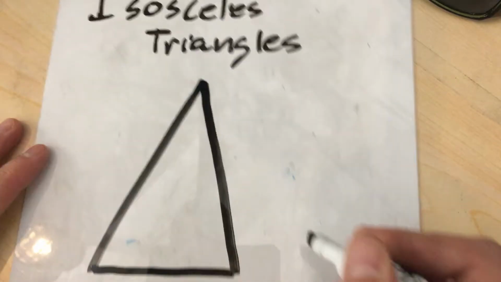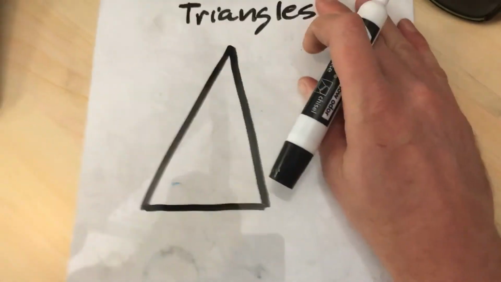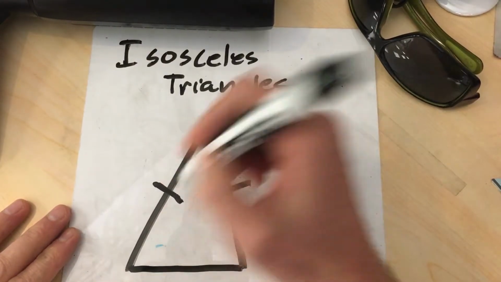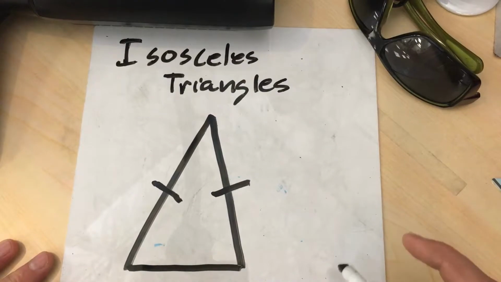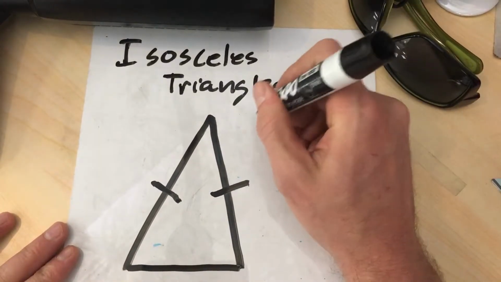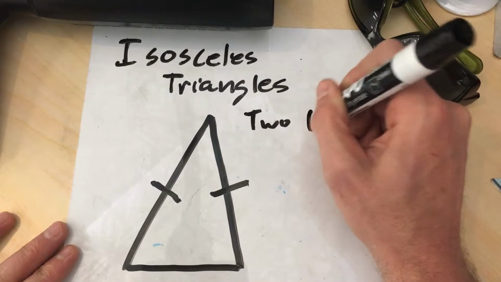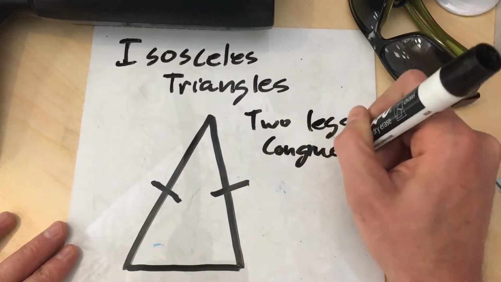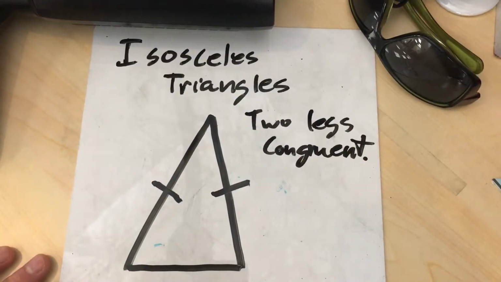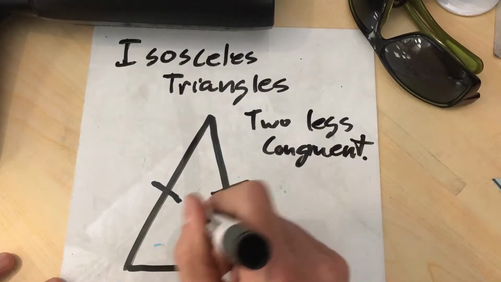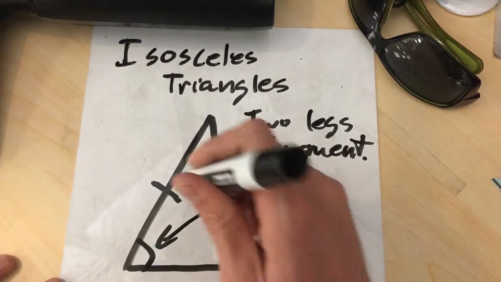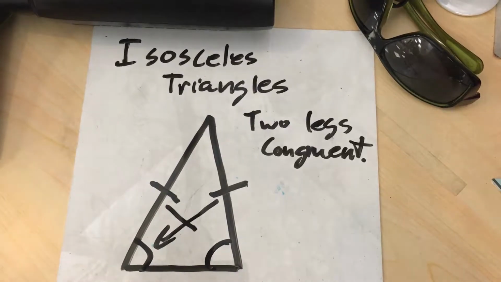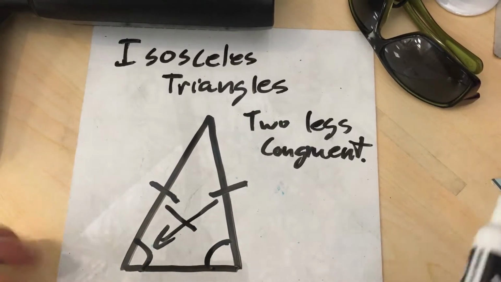Isosceles triangles have two things here. We've got our two legs that are the same. Isosceles triangles always have two legs that are the same, or congruent, sorry. So two legs congruent. What that also means is that the opposite angle of each leg is also congruent. That is the case for all isosceles triangles.